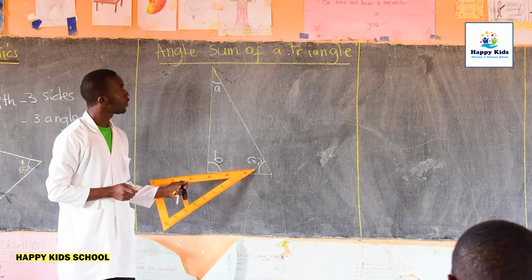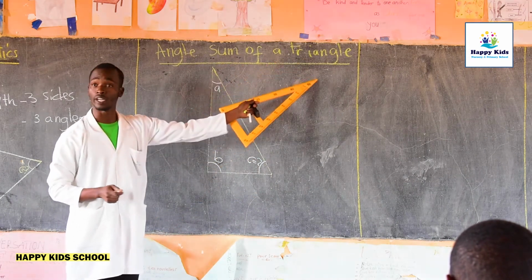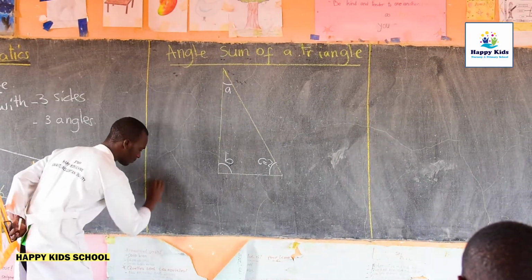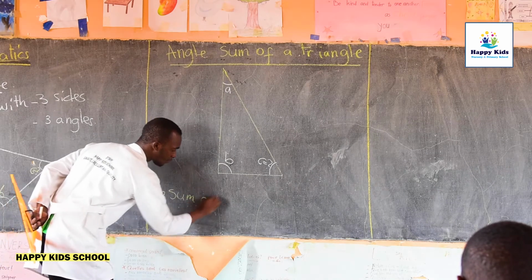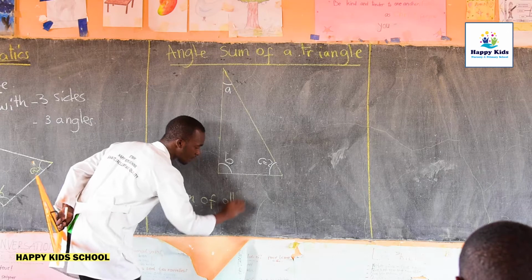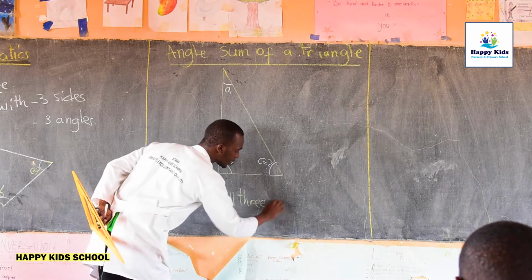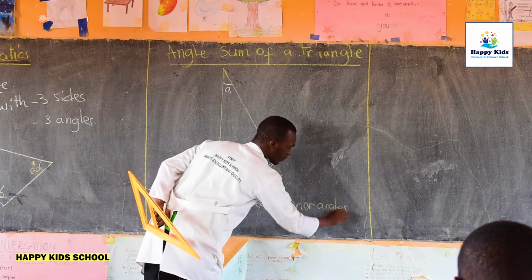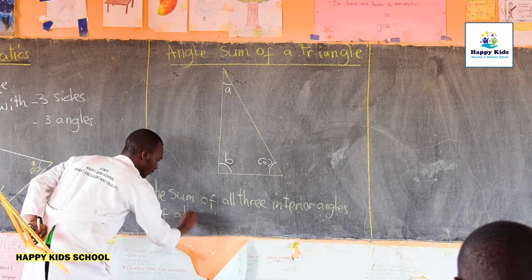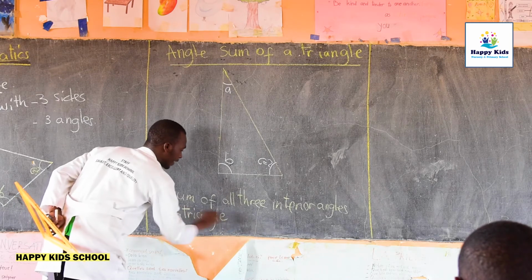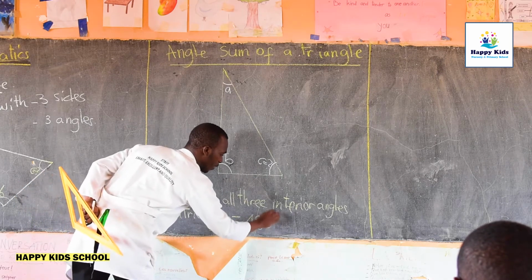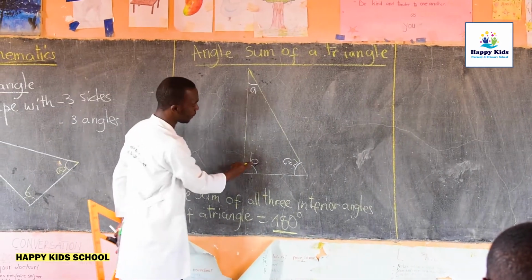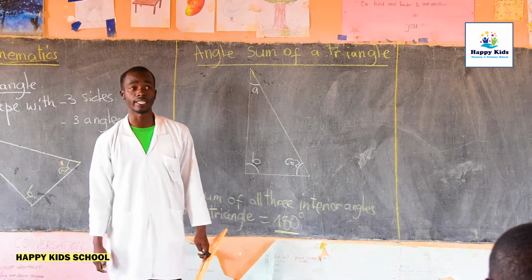To find this angle C, we use the angle sum rule for a triangle. What does it say? It says that the sum of all three interior angles of a triangle equals 180 degrees. It means that once we add angle A, angle B, angle C, we have to get 180 degrees.